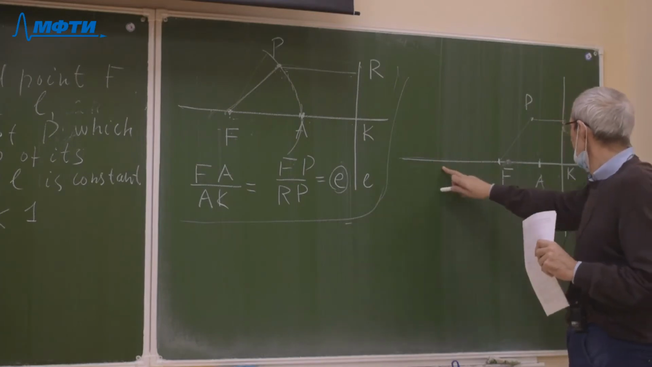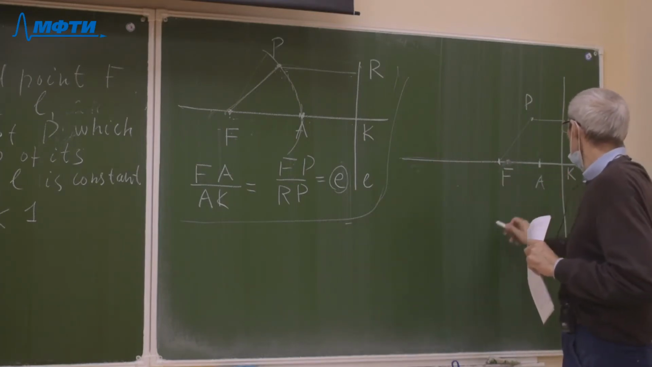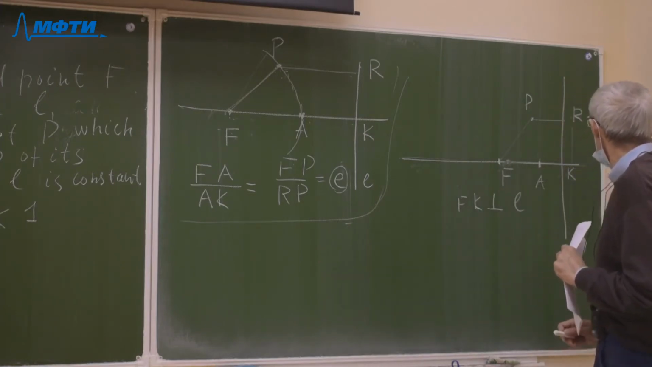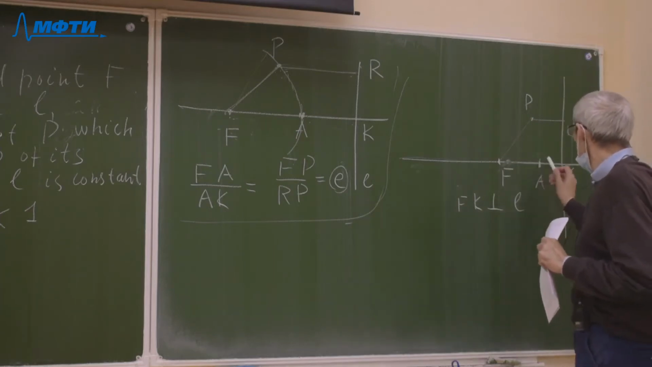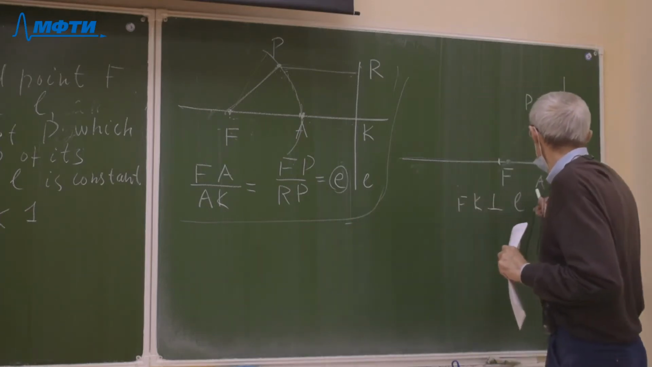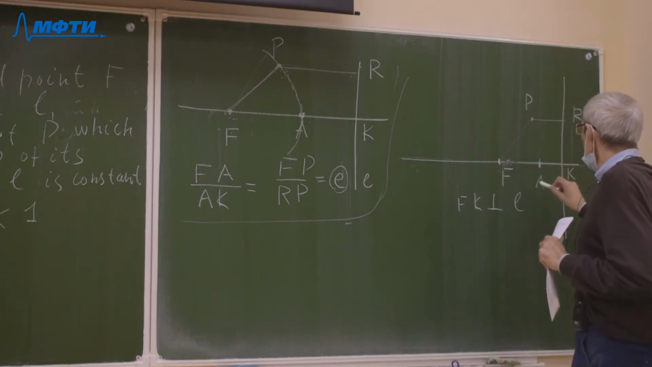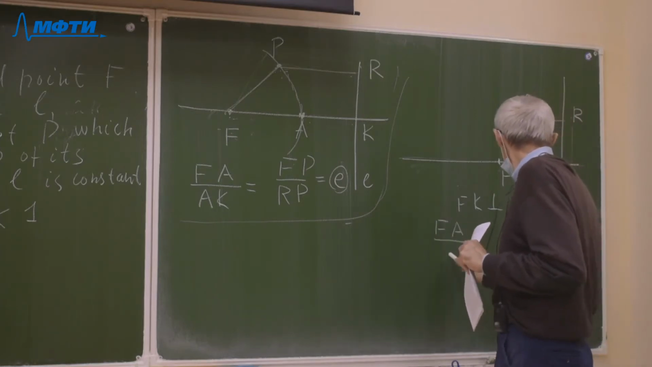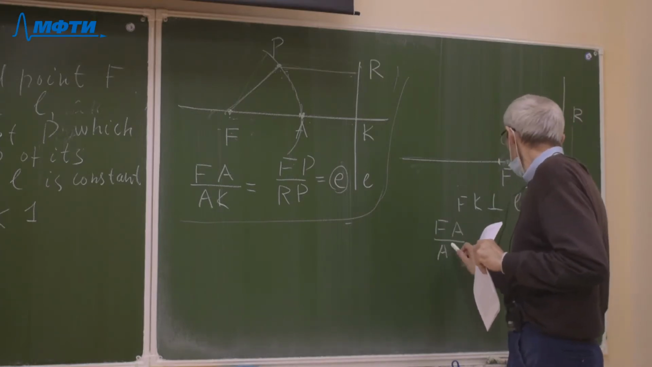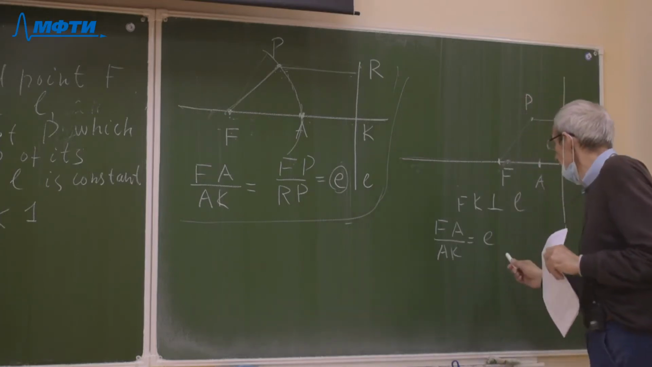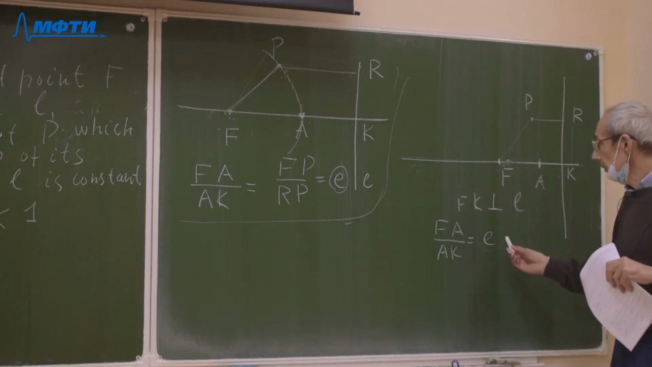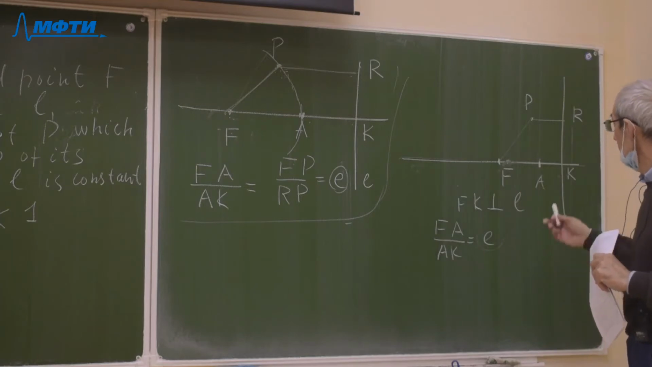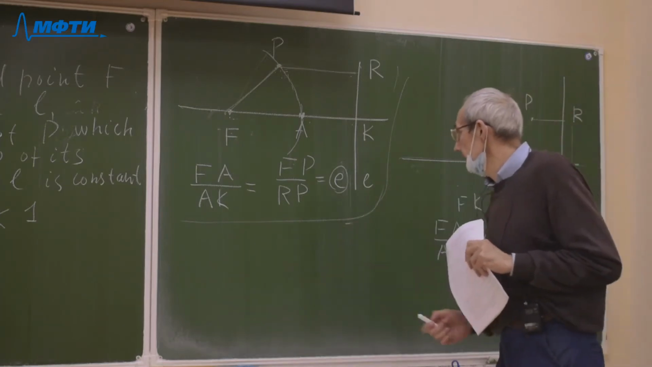Let our perpendicular to the straight line FK be perpendicular to our straight line L, and A be the point of our locus, and then the ratio FA to AK is E. As above, E is called the eccentricity of our curve, which is defined by this condition.